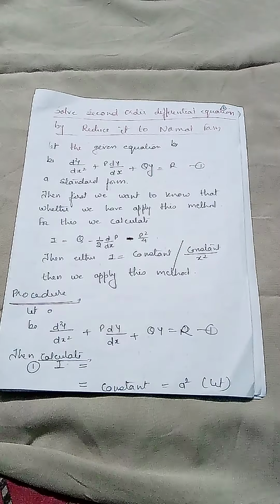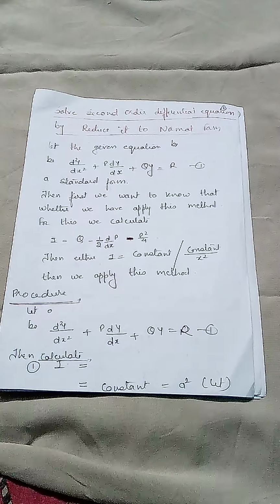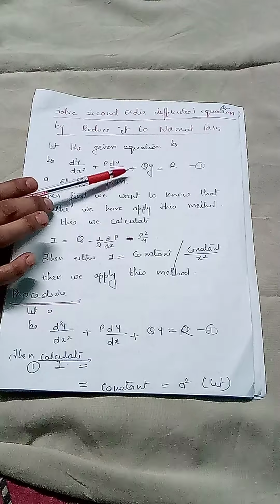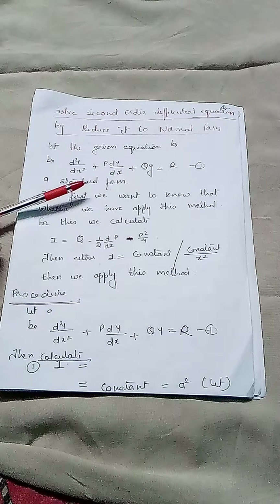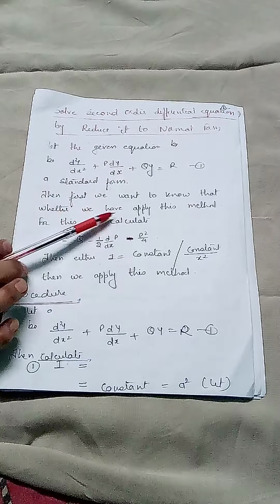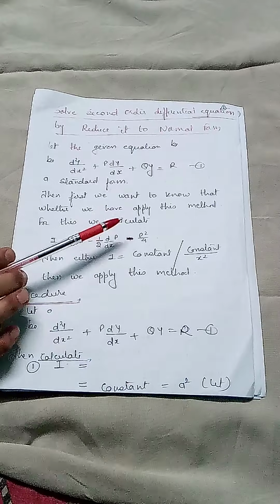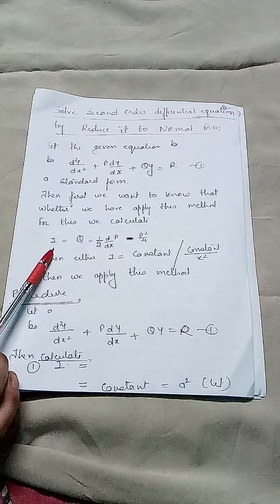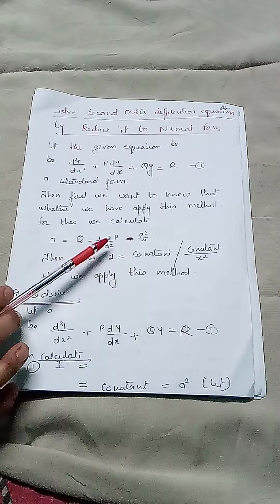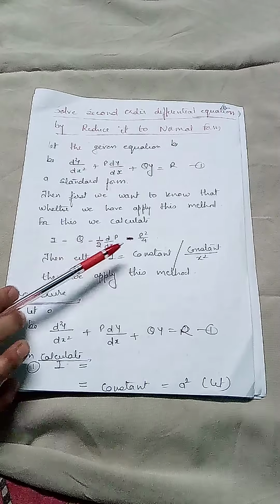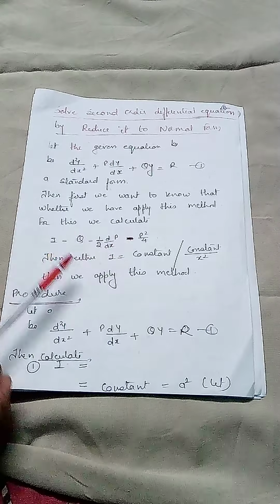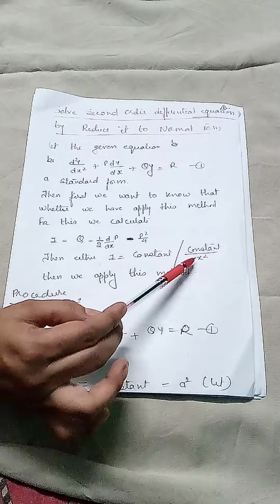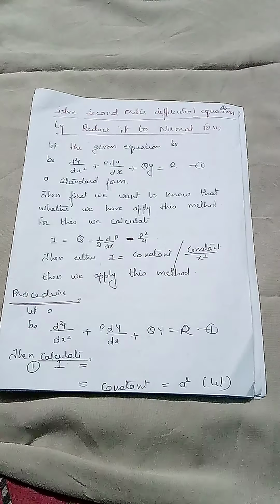discuss the procedure. Let the given equation be d2y upon dx square plus p dy upon dx plus qy is equal to r, which is the standard form. Then first we want to know whether we can apply this method or not. For this we calculate I, which is q minus half dp upon dx minus p square by 4. Then if I is equal to constant or constant upon x square, then we apply this method.